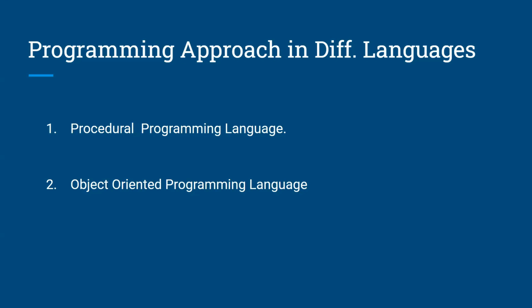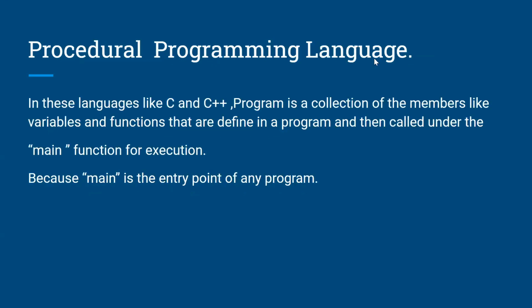So this is the first point, procedural programming language. What is a procedural programming language? In languages like C and C++, the main difference from object-oriented programming language is that if you want to write any program in C and C++, every program is written under the main block. Main is the entry point, as you know very well. A program is a collection of members like variables and functions that are defined in a program and then called under the main function for execution.